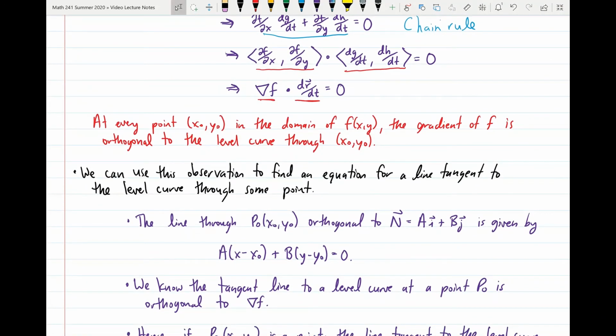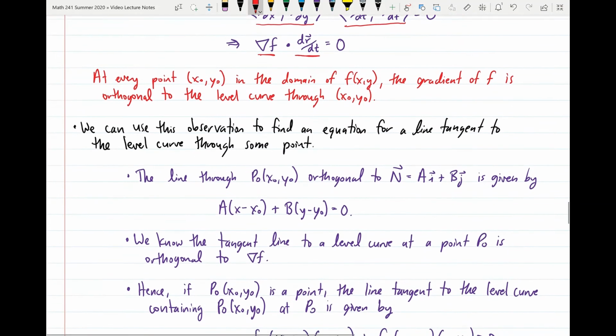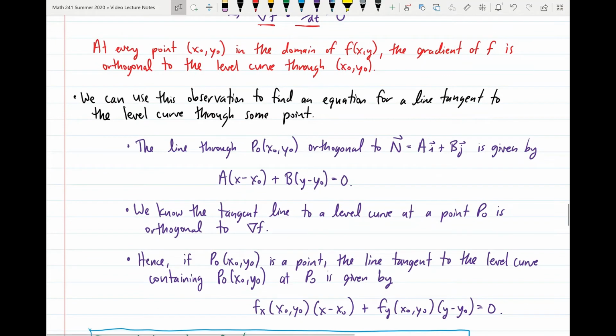So at every point (x0, y0) in the domain of f of x, y, the gradient of f is going to be orthogonal to the level curve that passes through the point (x0, y0). And we can use this observation to find an equation for a line that's tangent to the level curve through some point.